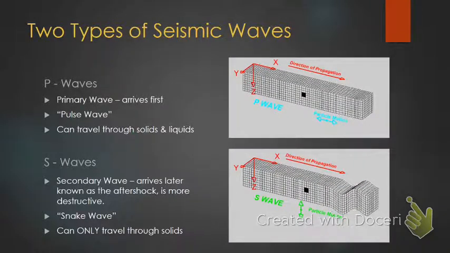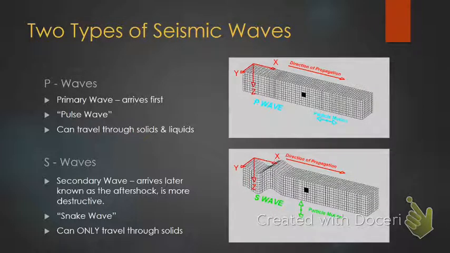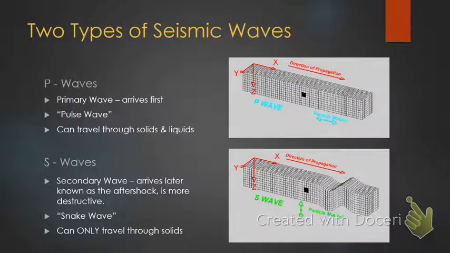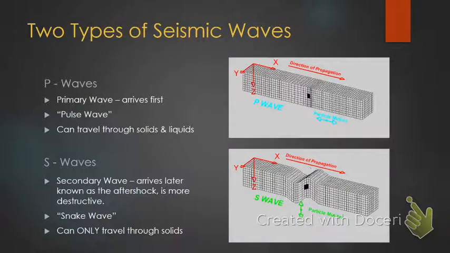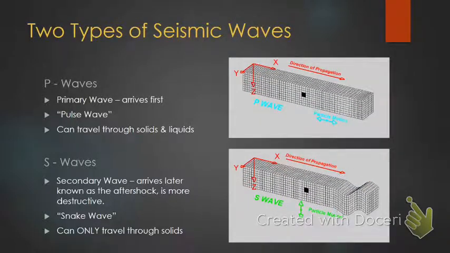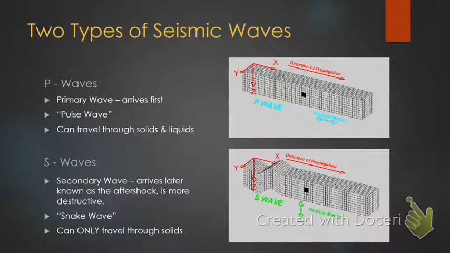Down at the bottom, S waves, known as secondary waves because they arrive later and are known as the aftershock, and like I said, they're more destructive. You can think of an S wave as the snake-shaped wave because snakes squiggle that way, and the shape of the S looks the way that an S wave looks. And the most important thing to remember about S waves is they can only travel through solids, right? So even more S alliteration there: S, secondary, snake, solids, okay? That's the only thing they can travel through is solids.